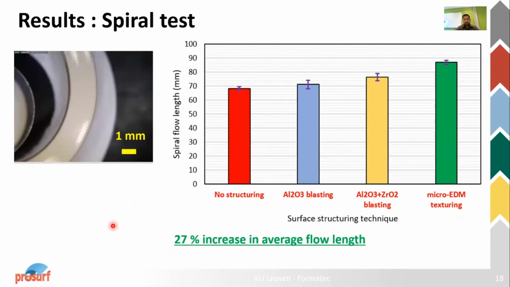So finally, the results of this were verified by using, let's say, spiral flow tests at our industrial partner Chromatic. And we observed that we can see the comparison here with the microEDM texturing. We got almost 27% increase in flow length as compared to unstructured mold surface. So you can see here the non-structured mold surface, then it's further increased by alumina blasting. It's a bit more increased by two-step blasting, which we saw in the initial slides. But with microEDM texturing, we are getting even more. So 20% reduction, let's say, as compared to unstructured mold surface.